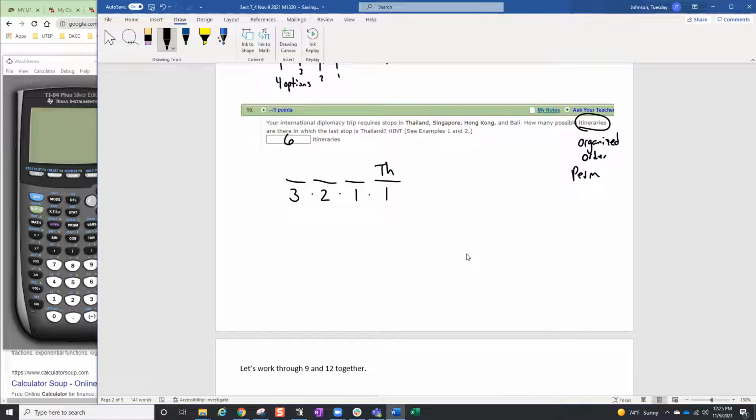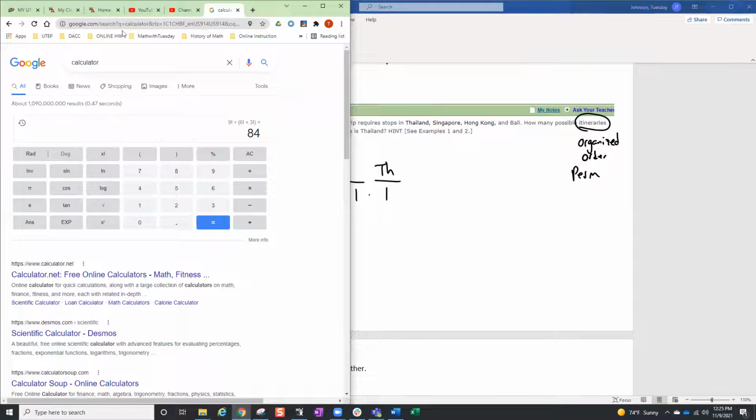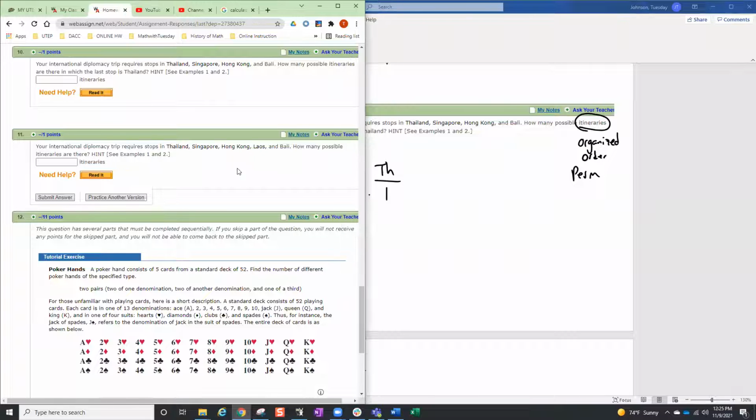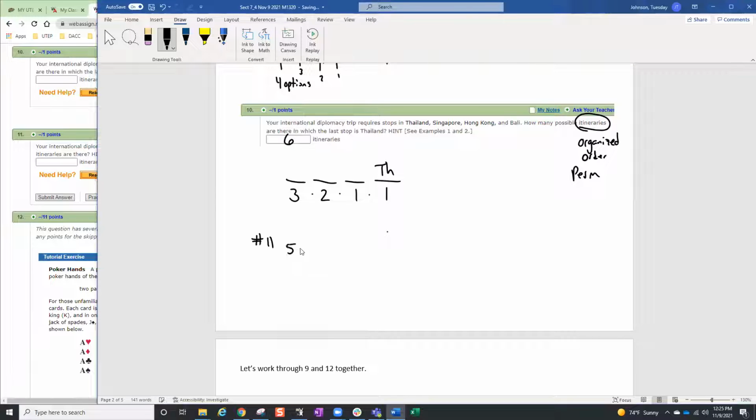I was going to do, yes, I think it's number 9. It's not number 9, it's number 11. Number 11 doesn't make this last stop Thailand. If we take a look at it, I'm going to pull it up here. How many possible... Okay, we have 1, 2, 3, 4, 5 places. Order matters. There's no restrictions, right? So for number 11, we have 5 places.